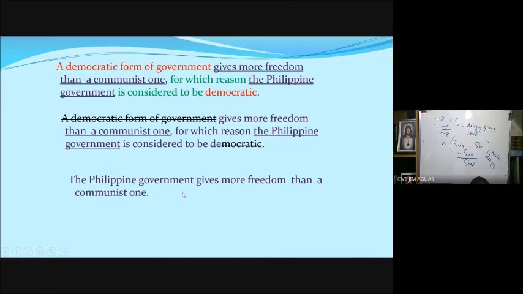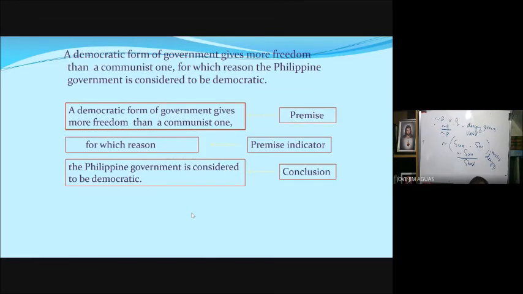That's easy because this is the indicator. That means this is a premise indicator, so this is a premise. The other one is the conclusion. If the conclusion is already there, then this implied statement is a premise. But the question is, which premise? Is it the major premise or the minor premise? Again, that should be easy. Okay, let's go back to this statement.